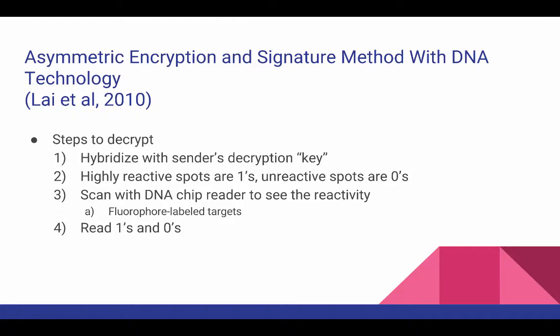So, to decrypt it, you hybridize with the sender's decryption key. So if you're the receiver, you get the decryption key from the sender, and you pour that over the chip, and it'll react. You scan that with the DNA chip reader, and it'll glow because it'll be highly reactive, and that'll be your ones. And then if it doesn't glow, those will be your zeros, and that's how you read your message.